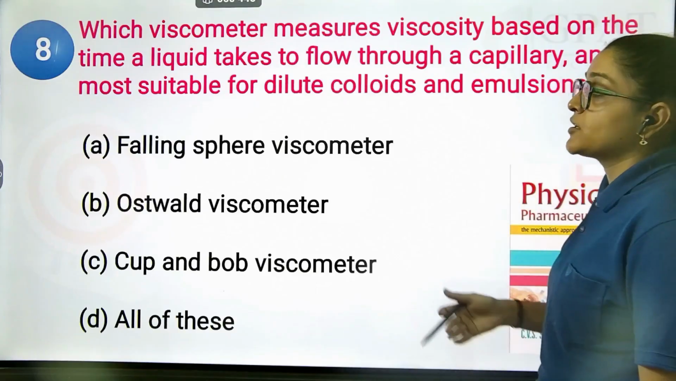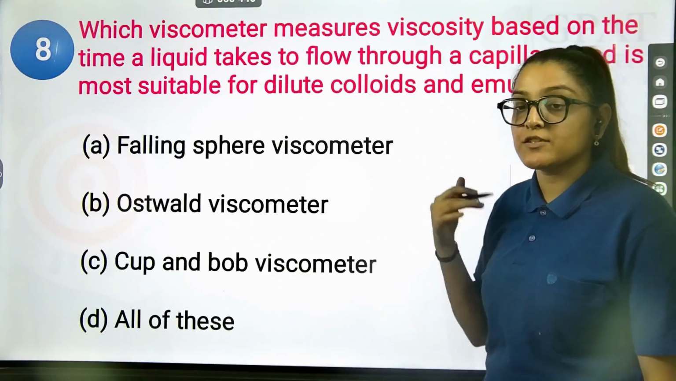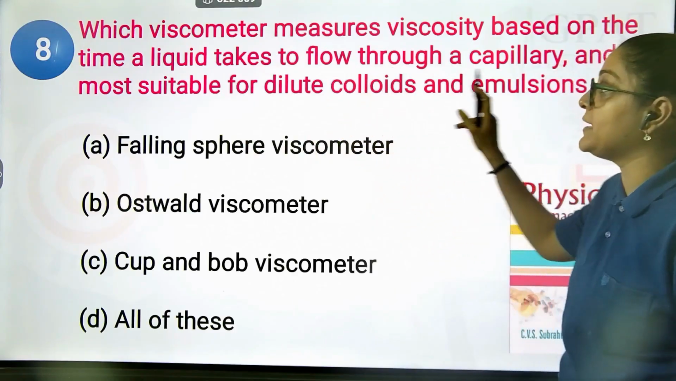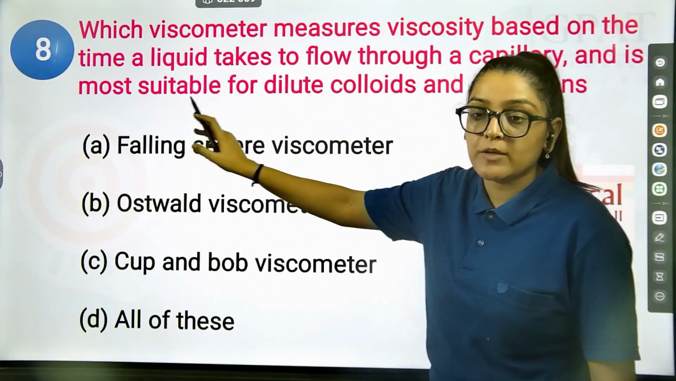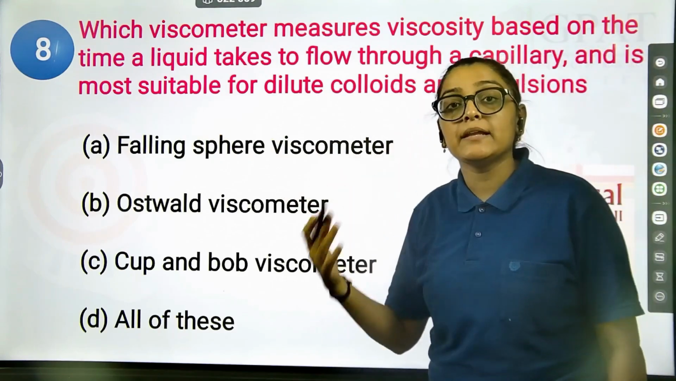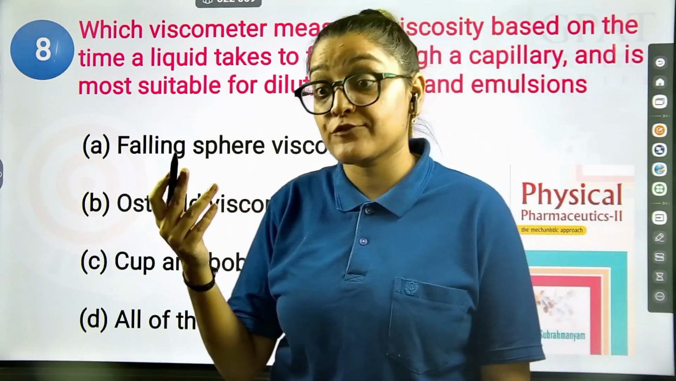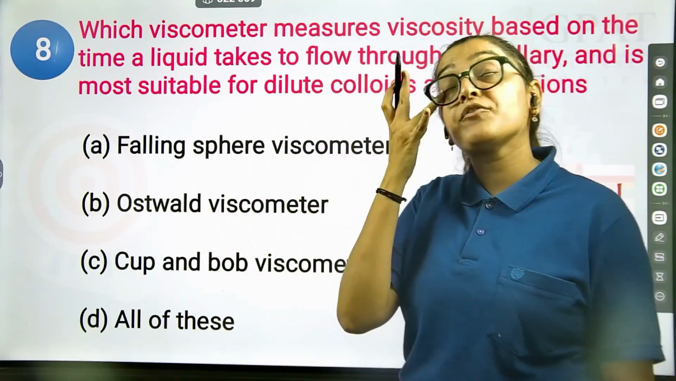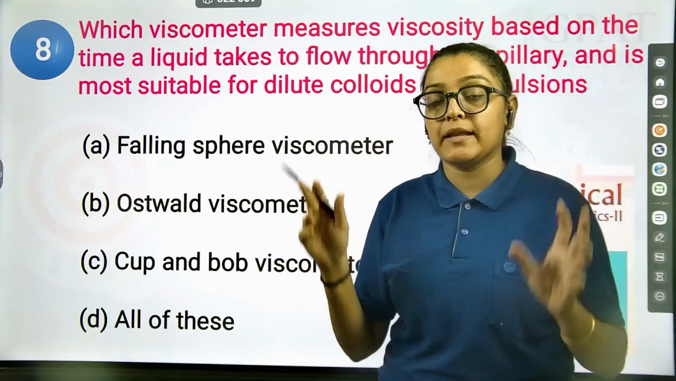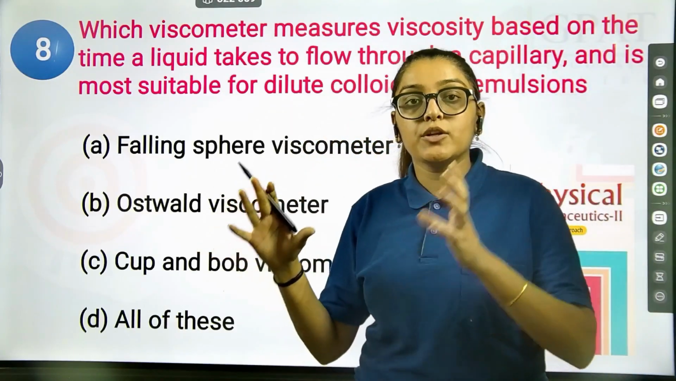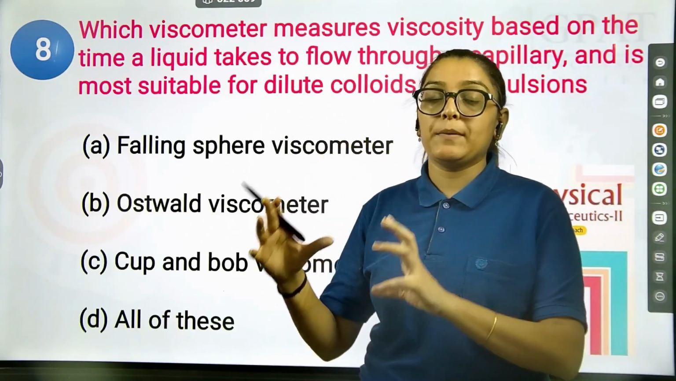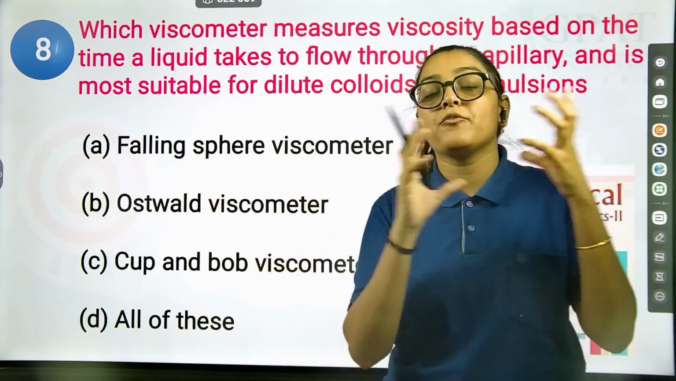Okay. Next, which viscometer measures viscosity based on the time of liquid to flow through the capillary and is most suitable for colloids and emulsions? Capillary, can you imagine capillary, where I told you about the capillary rise phenomena, you have seen it in surface tension like that. Here the phenomenon that is used is capillary. So G, I have just told you, single point. G, falling sphere, Oswald capillary, Hoppler. Hoppler is a type of falling sphere.